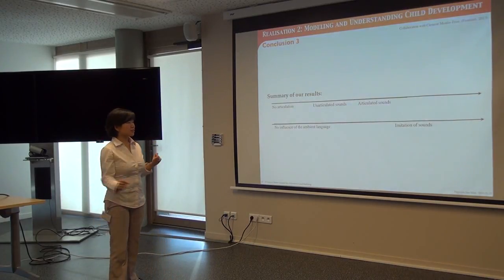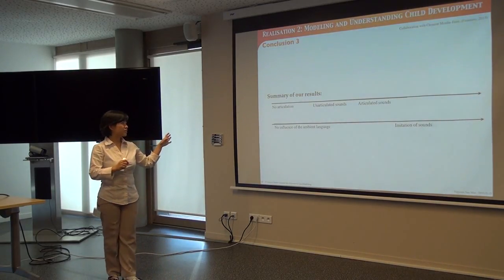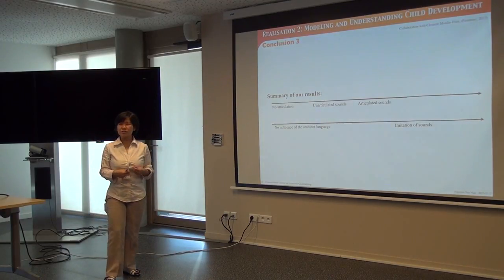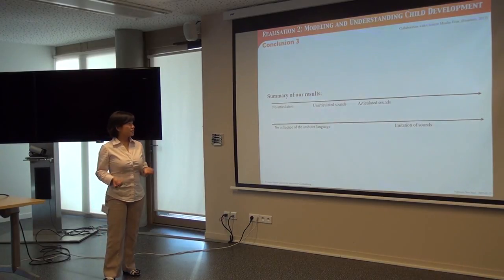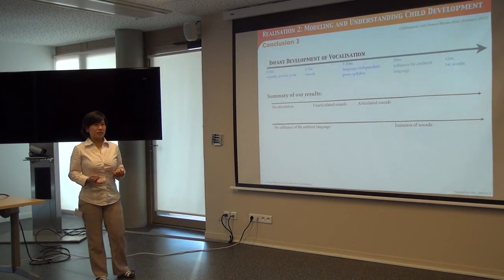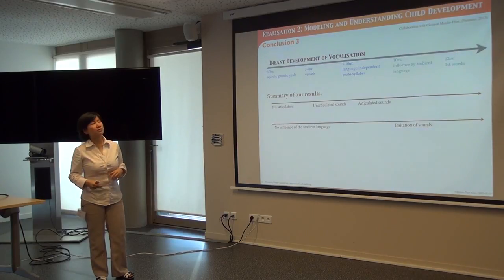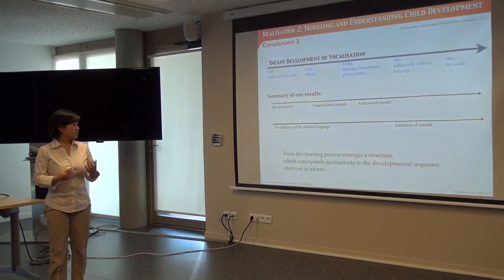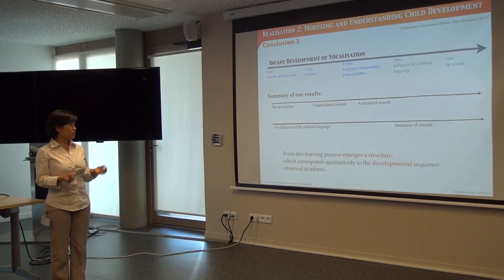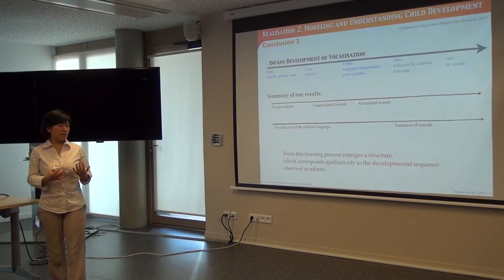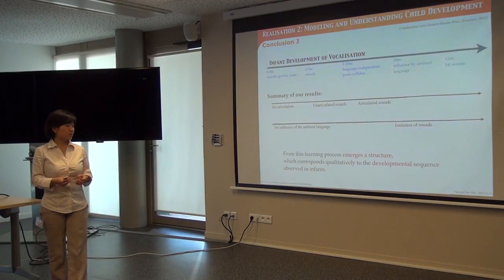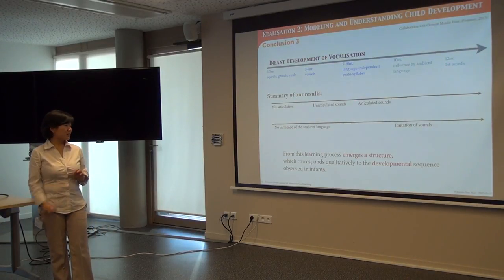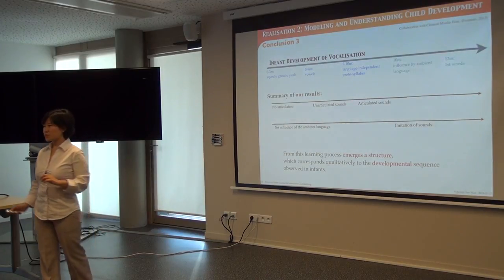So we show that there's a double evolution from no articulation to articulated sounds, but also from autonomous exploration to imitation. And these correspond to descriptions that have been made in infant development of vocalization. So from this perspective, this learning process makes a structure emerge in the learning process. And this corresponds qualitatively to the developmental sequences observed in infants.